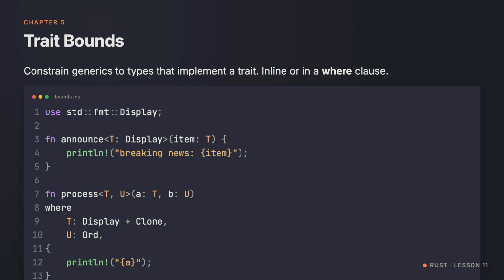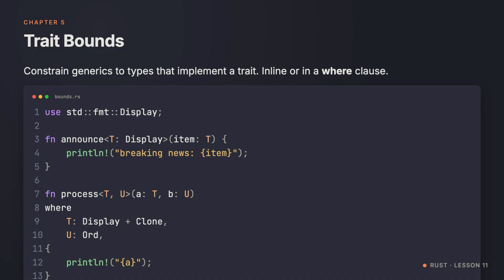In the example, we have a process function with two generic types, T and U, and a where clause below that specifies T must implement Display and Clone, while U must implement Ord. The same thing could be written inline, but the where clause is easier to read once you have more than one or two bounds. Trait bounds are the glue between generics and traits. They're what lets you write code that's both general and meaningful, because the compiler always knows exactly what operations are allowed on each type.